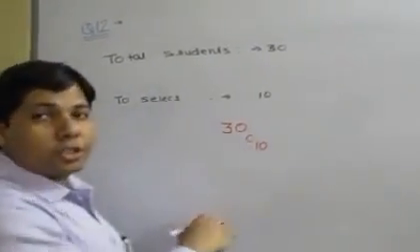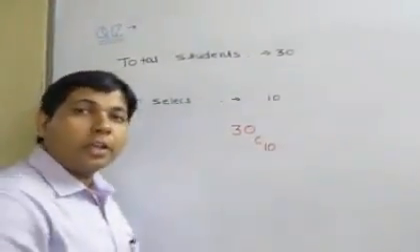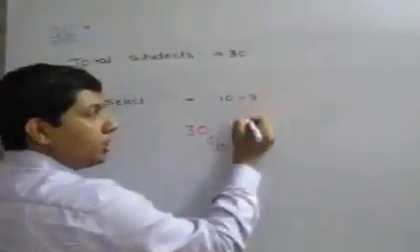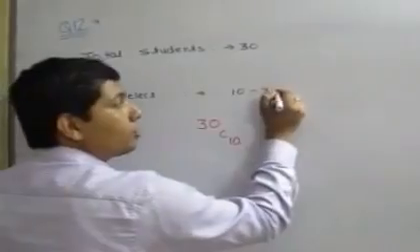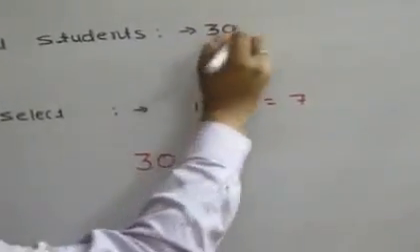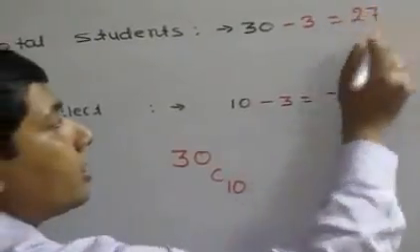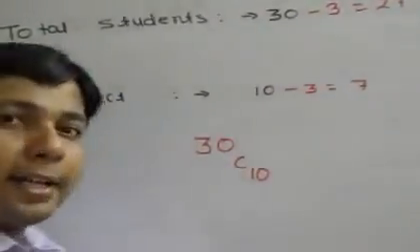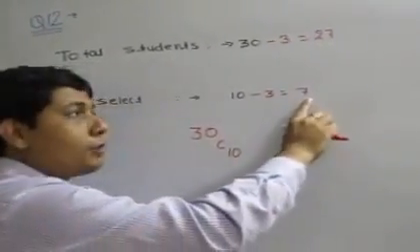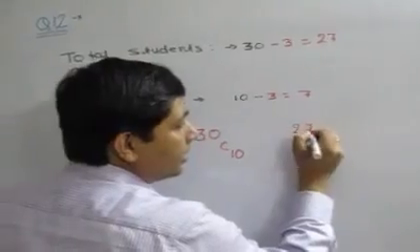Now impose the restriction, negative restriction, means assume that these 3 guys are always together. If these 3 guys are always together, means out of 10 we have already selected 3 guys A, B and C. So how many we have to select now? Only 7. Total available students are 30, but we have already selected A, B and C, so available is 27. So if we have selected A, B and C, then out of 27 we have to select 7 more.